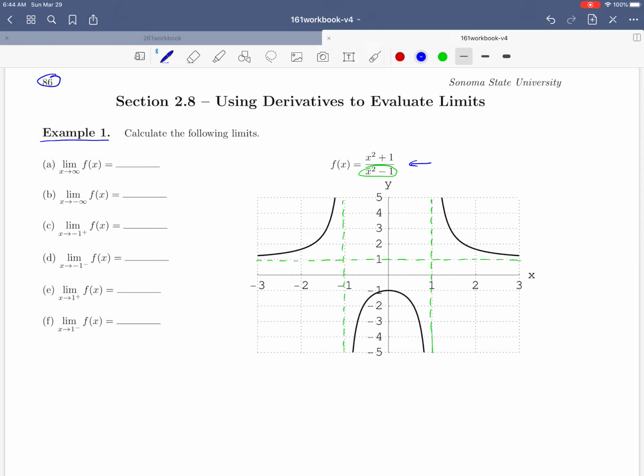Okay, and now what about these limits? Well, what I'd like to do is to just pick out a couple of these, and see if we can do the limit using a table just to review that old method that we talked about a while ago. And let's start with part A here. Okay, so it would like us to calculate the limit as x approaches infinity of f of x.